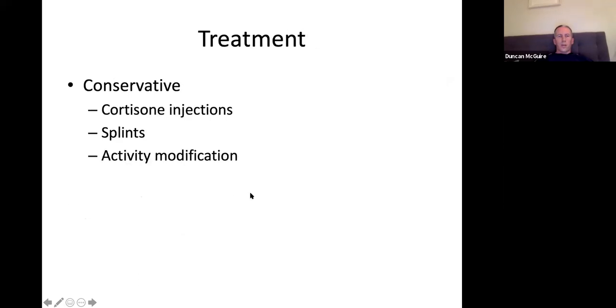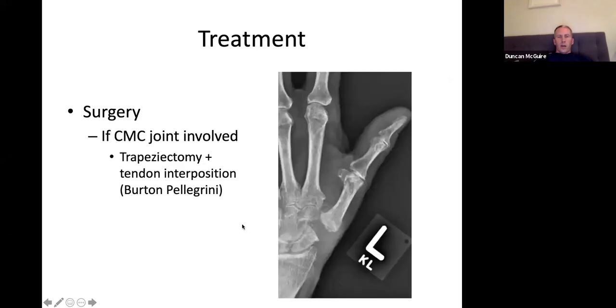So treatment is conservative first. You can try and inject into the joint. It's very difficult though. It's a hard joint to inject at the best of times, and in an arthritic joint which is narrowed it's very hard, but even just injecting cortisone around the joint does give patients relief. So multiple injections would really be the first line of treatment. You can try splinting and activity modification. If that fails, then you're looking at surgery.